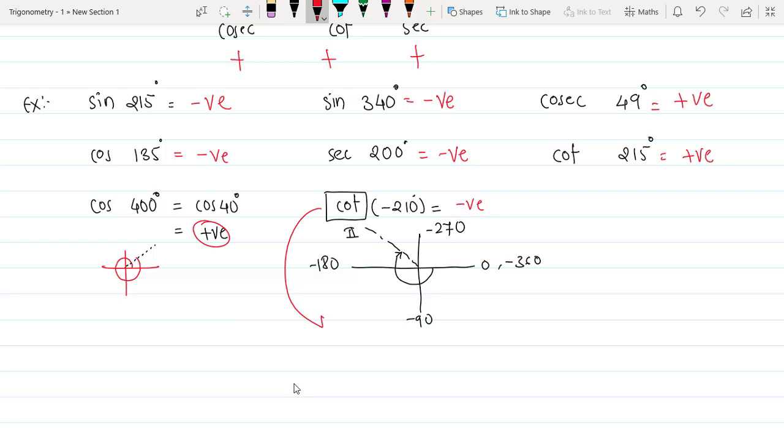So what is the complementary angle for -210? Complementary angle means co-terminal angle, sorry, not complementary, co-terminal angles. Co-terminal angles we always find with the help of this: 360 minus 210. How much is it? 150 degrees. If you go from this side you get 150 degrees, if you go from the other side you get -210. Is it okay?